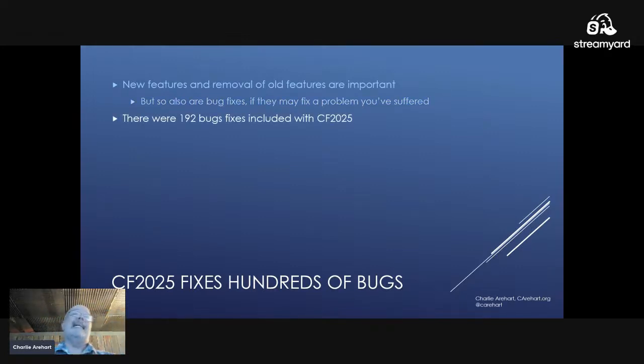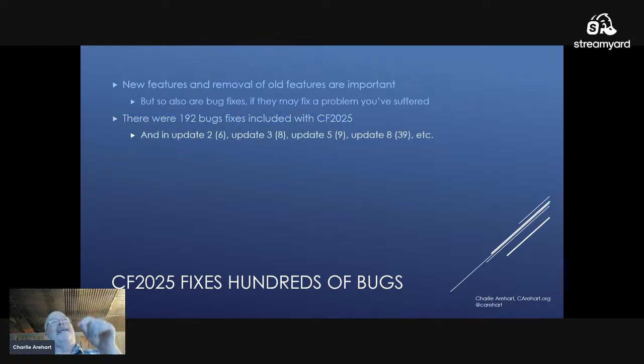There were 192 bug fixes in CF 2025, and you can either decry that as so many bugs, or you can celebrate, hey, they fixed them. So let's move on. And also, each update sometimes fixes bugs. So I tracked, when I did this post, these at that time had these number of bug fixes, and it's continued into subsequent updates.